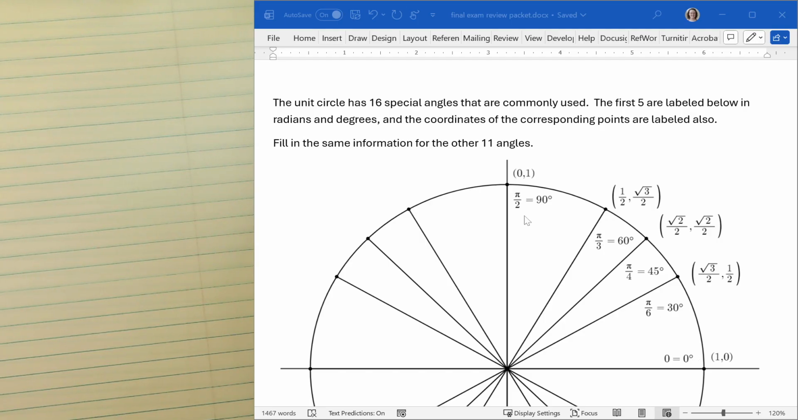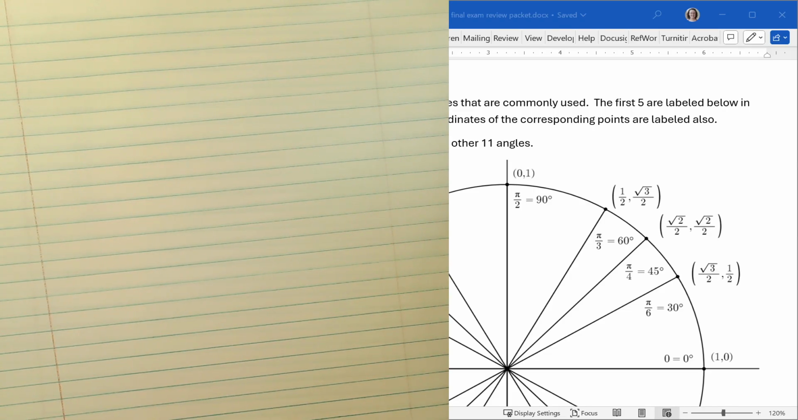That's the first quadrant here. And the coordinates of the corresponding points on the unit circle are also labeled, and we want to fill in the same information for the other 11 angles. Okay, so I am actually going to do this on my paper here, and I'll show you how to do it as well.